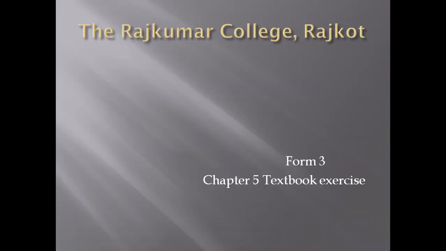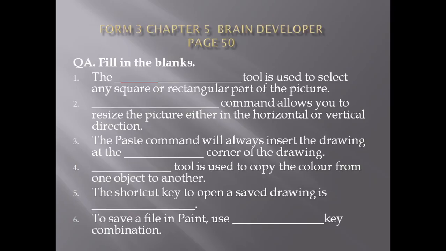We are doing the exercise for chapter 5, Form 3, right? We have already started with the blanks, true or false, and question C, that is, identify the different tools. Let us revise the blanks. Question A: number 1 is select, number 2 resize and skew, number 3 top left corner, number 4 color picker tool, number 5 Control O to open any saved file and Control S to save a file. So these were the answers for your fill in the blanks.